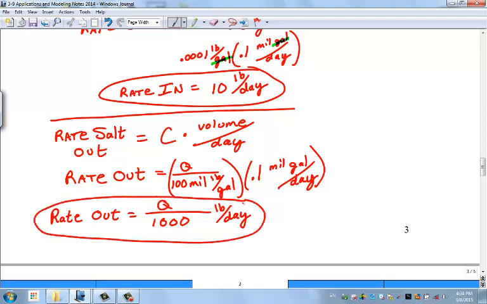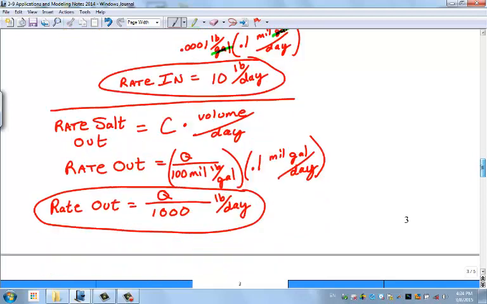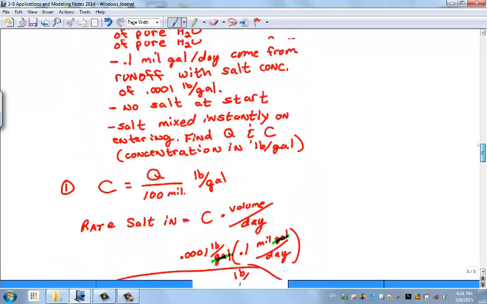Now, first thing we want to do is find the change in the quantity of salt, and then we're going to find the change in the concentration. There are two different things. We'll find the concentration formula after we find the quantity formula. So let's go up to the top.